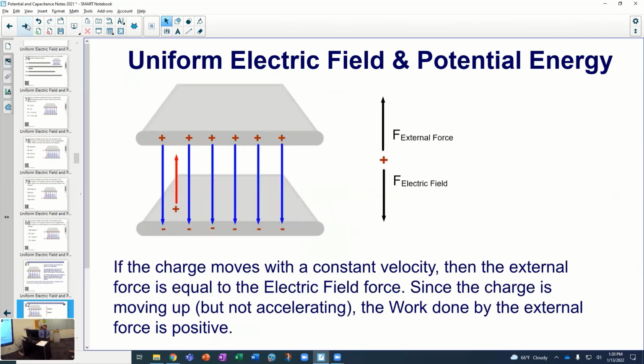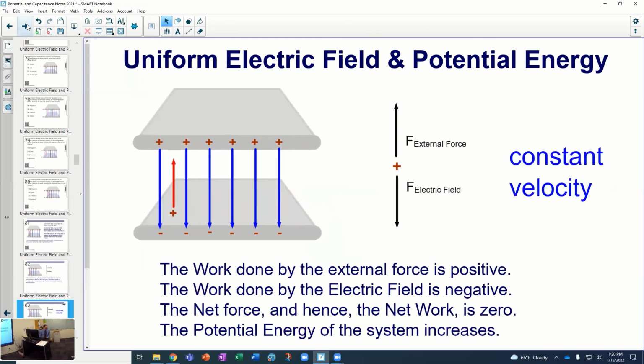Right, John? If the charge moves with a constant velocity, then the external force is equal to the electric field force. Since the charge is moving up but not accelerating, the work done by the external force is positive. All right. And David? The work done by the external force is positive. The work done by the electric field is negative. The net force and hence the net work is zero. The potential energy of the system increases.